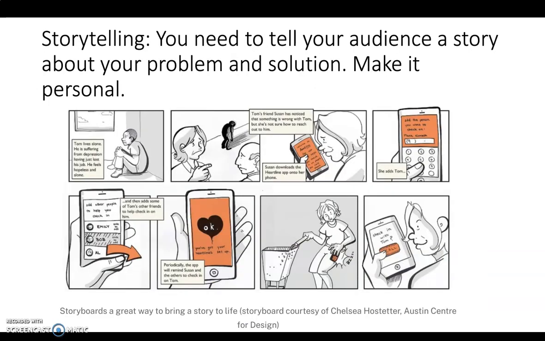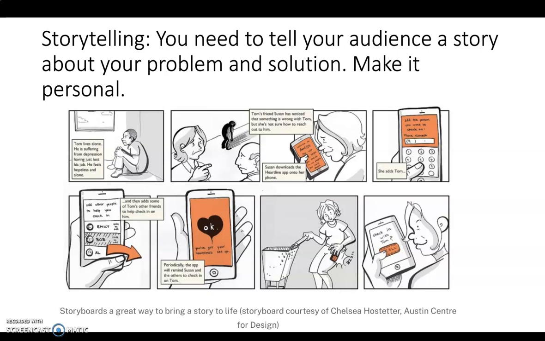Storytelling. This principle applies to every design. You need to tell your audience a story about your problem and your solution. Make it personal. Think about didactic narrative. The didactic narrative could be used to quickly establish what the overall problem is and how your product might solve it.